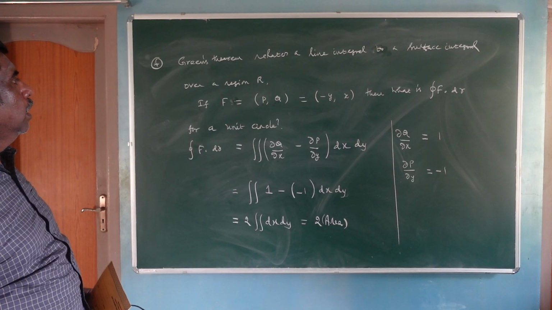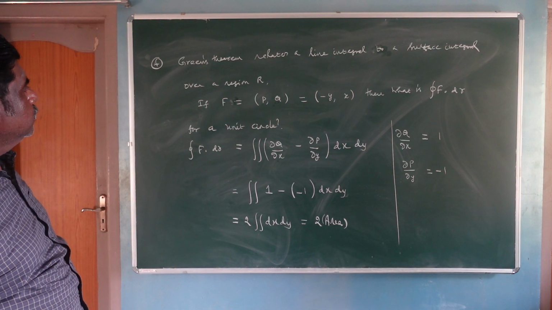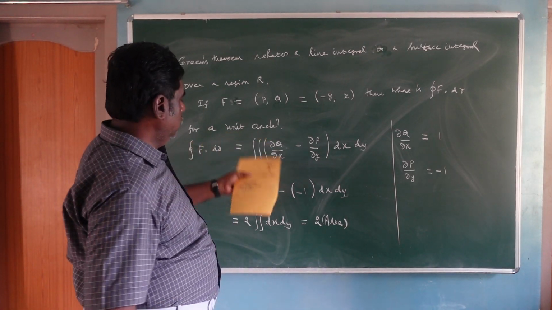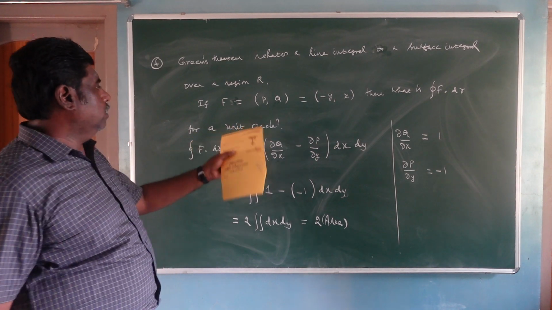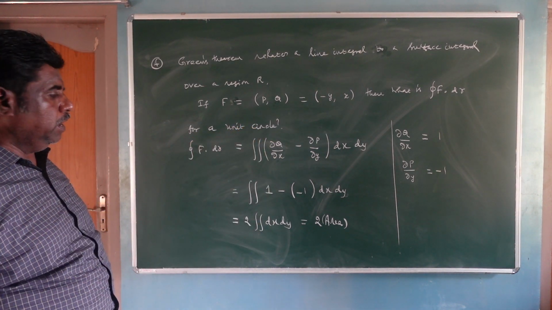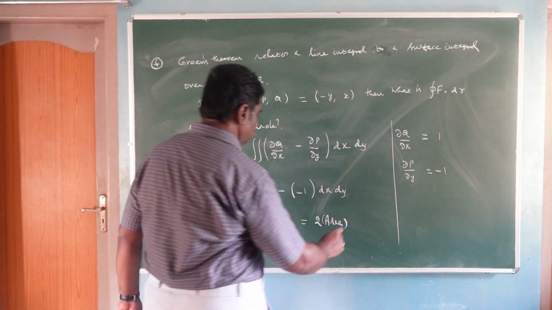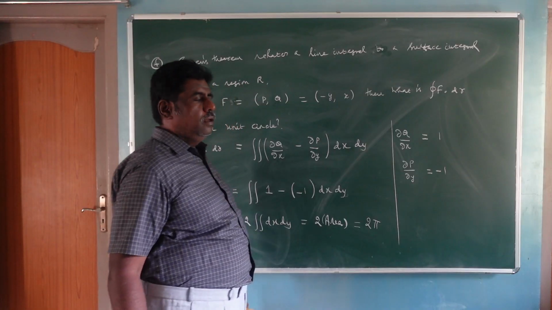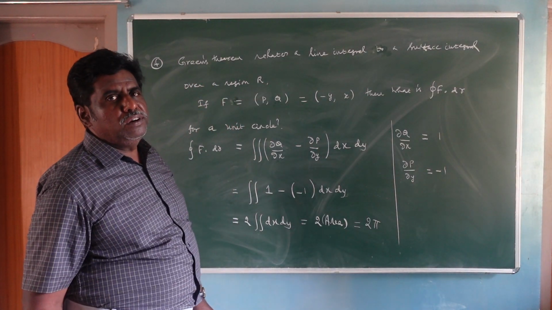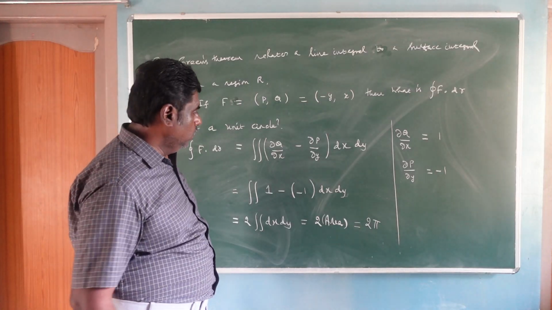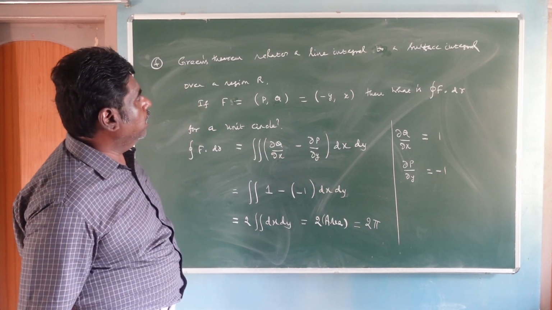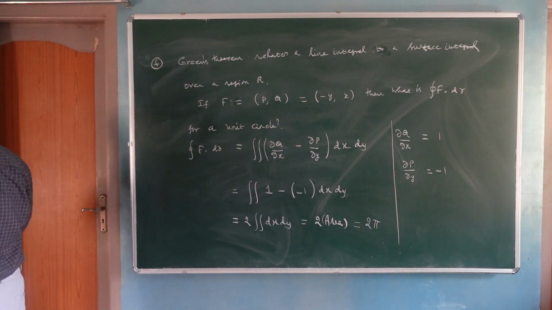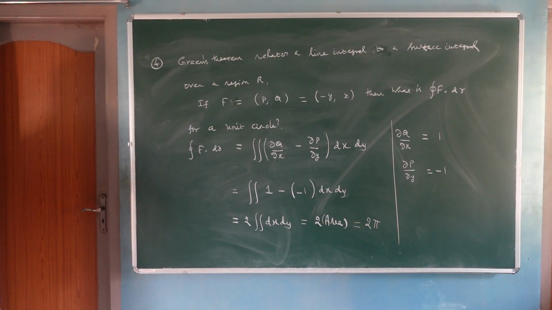If you consider a circle, the area is pi r square, but here we are concentrating on the unit circle, therefore the value of r equal to 1. So the answer is 2 pi. Actually area is pi r square. Here we are concentrating on the unit circle, so radius is 1. So 2 pi is our answer for this problem. Now we will go to the next one.